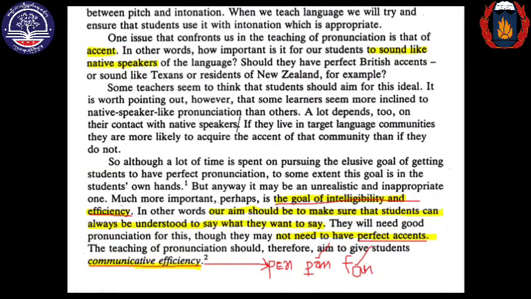Communicative efficiency, your pronunciation must be correct. Okay, do we need to sound like a native speaker? No, we don't need to. Yes, totally not. But our pronunciation must be acceptable enough to be communicated with other people, no? This is called communicative efficiency.